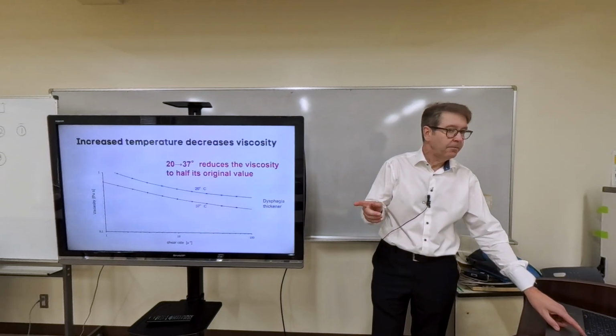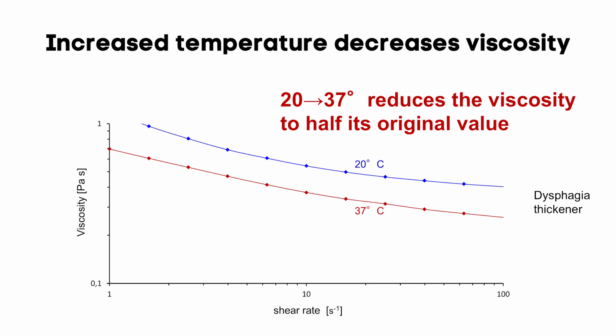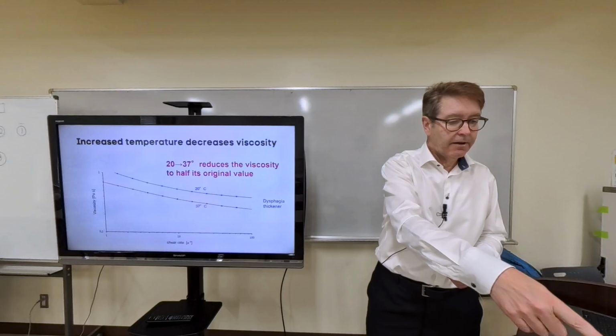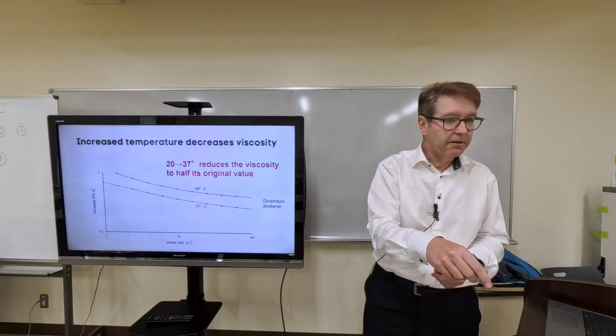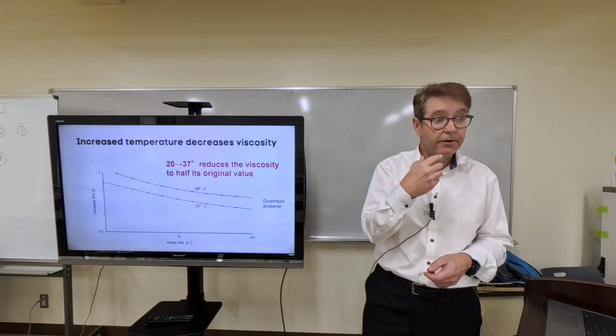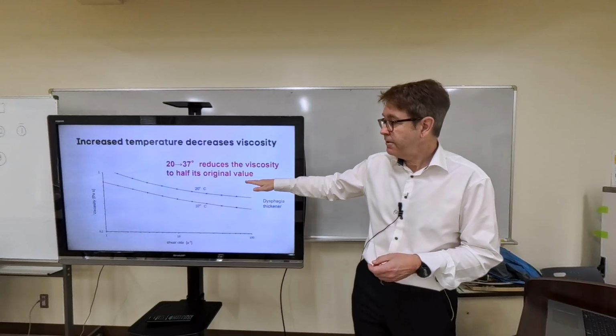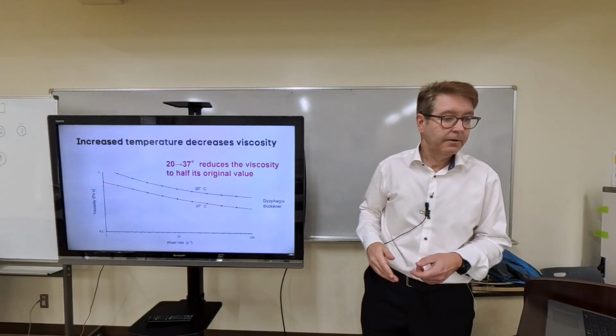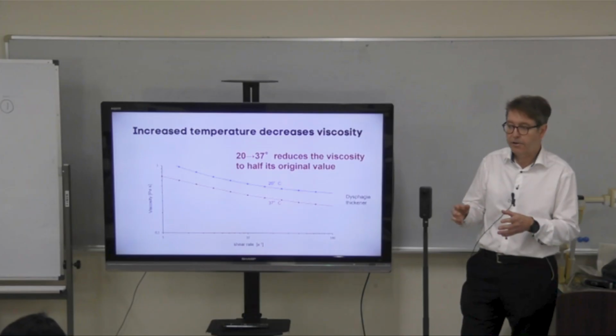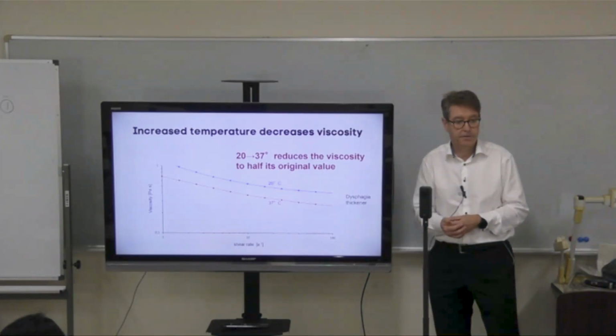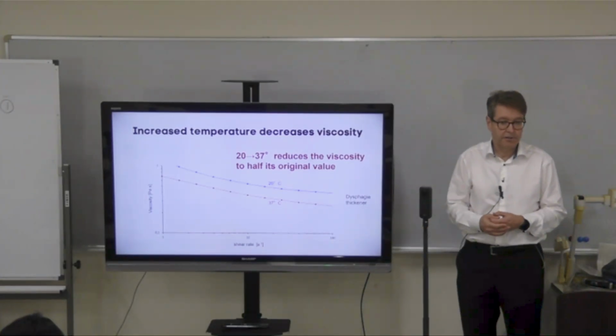And also it's important to remember that temperature has an effect. If you increase temperature, viscosity goes down. And if you imagine this thickener, you mix it at 20 degrees, but when you eat it and keep it long in your mouth, the viscosity can easily decrease to half the value. And that's because the molecules move faster at higher temperature. So it's a natural physical explanation.